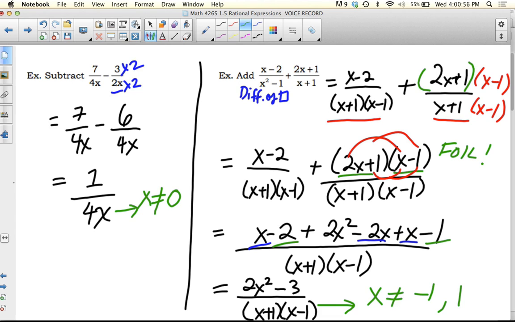Okay, so let's keep doing some examples. Let's look at the next one.